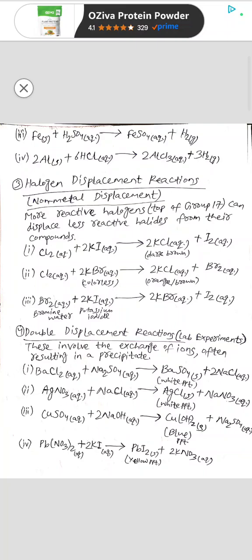So these are the four types of chemical reactions. The first one we read is combination or synthesis. Second one we read is decomposition or analysis. Three types of decomposition we read: the first one is thermal decomposition, then electrolytic decomposition, then photolytic decomposition. The third one we read is displacement, single displacement. Fourth one is double displacement.